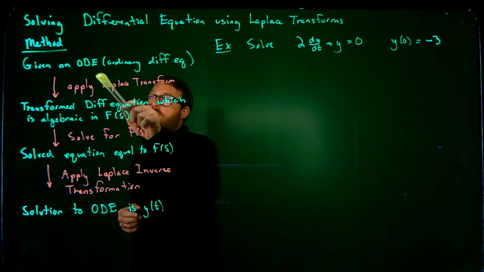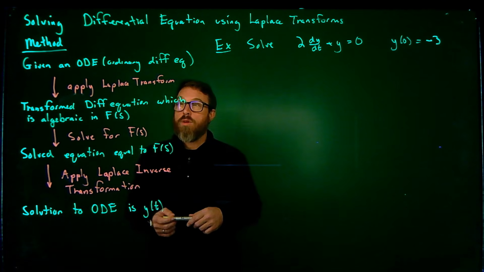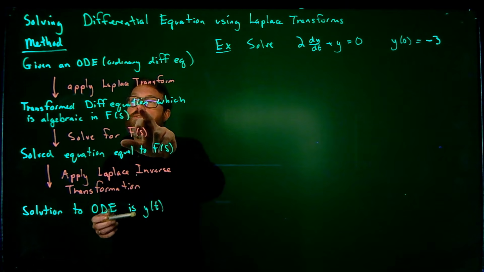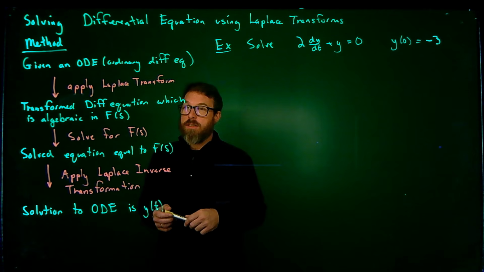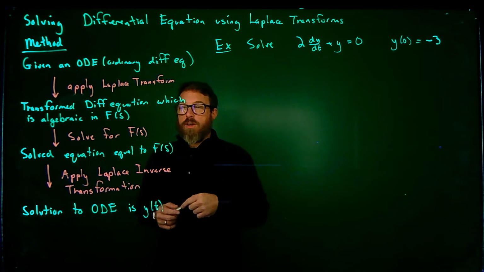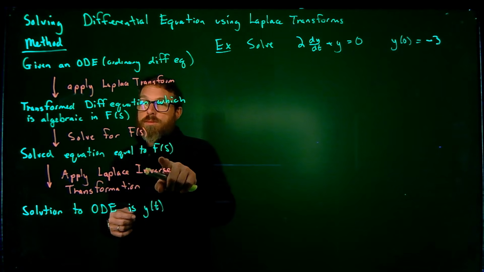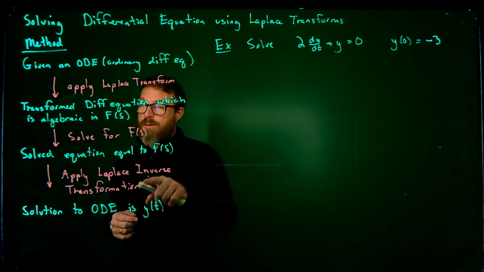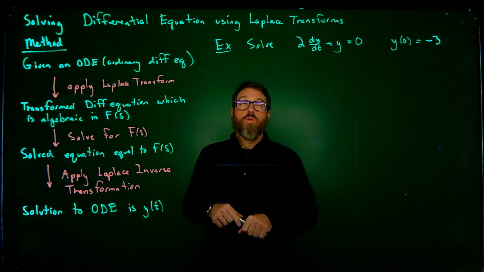So here's the method. We're going to be given an ordinary differential equation, and the way we're going to solve this is through Laplace transforms. So the first thing we're going to do is apply the Laplace transform. Now we're going to have this transformed differential equation, which is algebraic in capital F of s. We're going to solve this thing for capital F of s. So now we're going to have that solved equation. Then we're going to apply the inverse Laplace transformation, and it's going to return us the solution to that differential equation, which is really, really cool.